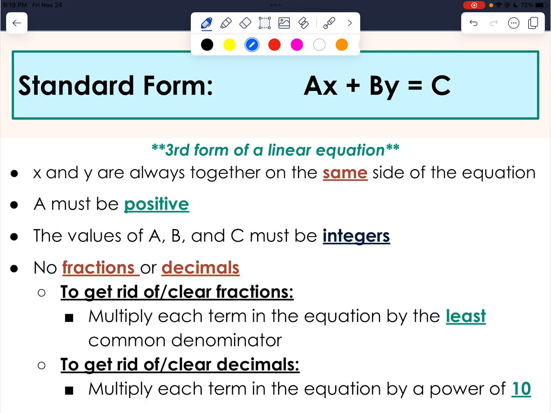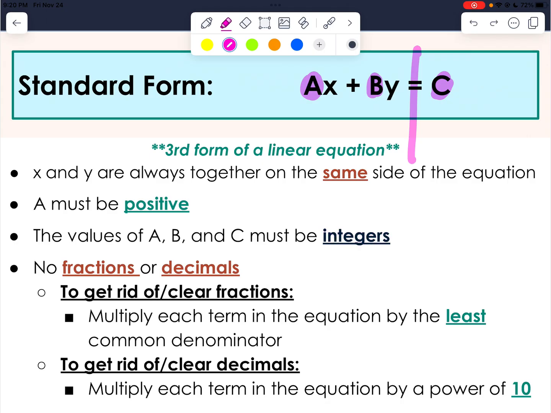x and y are always together on the same side. So notice when we look at this equation, x and y are both on the left side of this equal sign. A must be positive. When they say A, they're talking about this coefficient here. The coefficient in front of x is what we call A in the formula. That has to be positive. The values of A, B, and C, so all of these coefficients and the constant, all have to be integers.